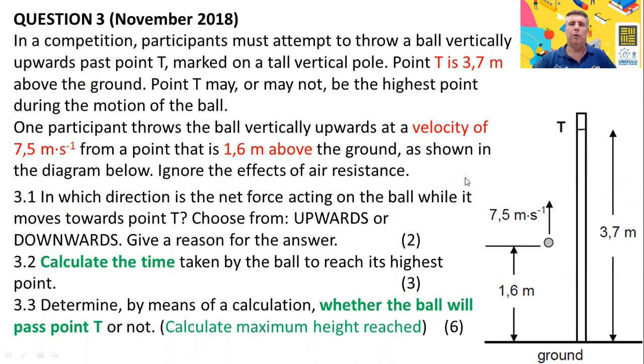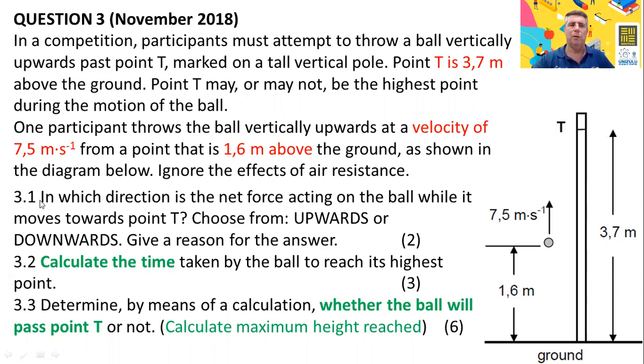So starting off with the November 2018 question. It talks about a competition where participants must attempt to throw a ball vertically upwards past point T, which is marked on a tall vertical pole. Point T is 3.7 meters above the ground. It may or may not be the highest point during the motion of the ball. Now, one participant throws the ball vertically upwards at a velocity of 7.5 meters per second. That's an important data point. It's going to be our initial velocity from a point that's 1.6 meters above the ground. Now, they've given you a very nice picture, so there's no need to draw one. Ignore the effects of air resistance.